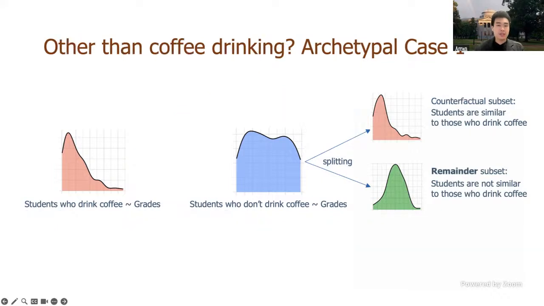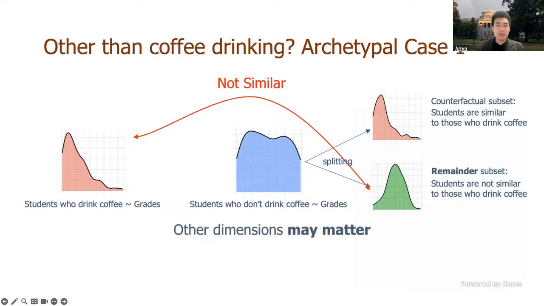But we have 3 data subsets. What about the remainders? Here we can see an obvious difference between the students' grade distributions of the remainders and the included data subsets. It means students who don't drink coffee may have different grades if they are not similar in other dimensions with students who drink coffee. This indicates some dimensions other than coffee drinking may contribute to the difference of students' grades. This is when the remainder subset could be somehow useful in these cases.